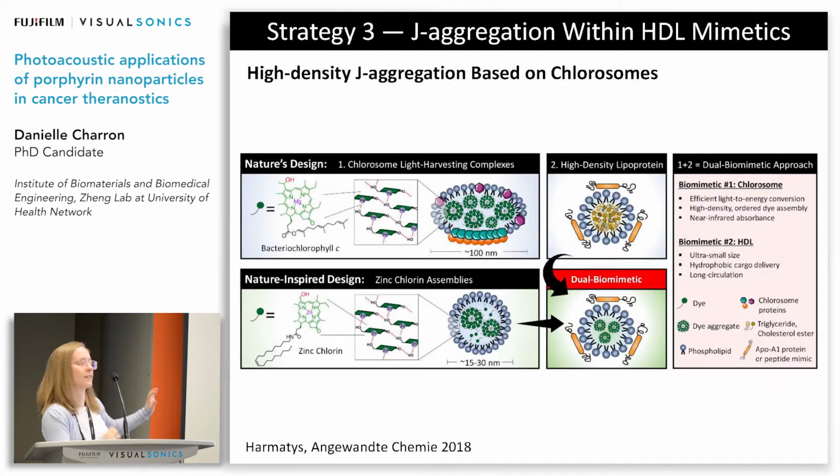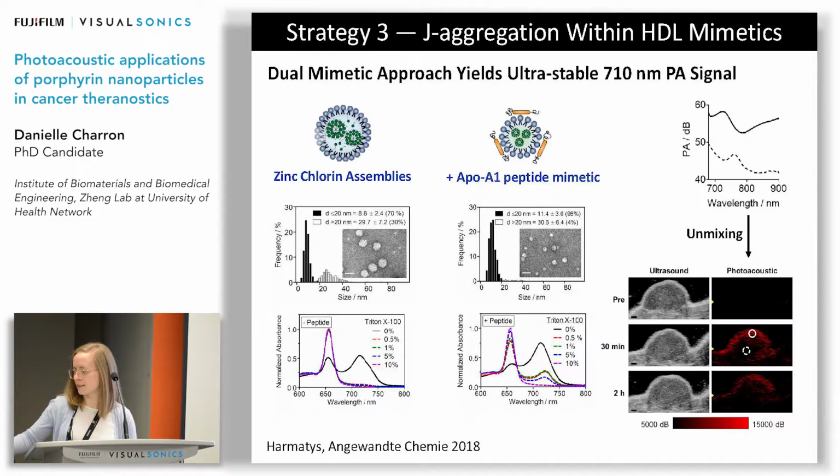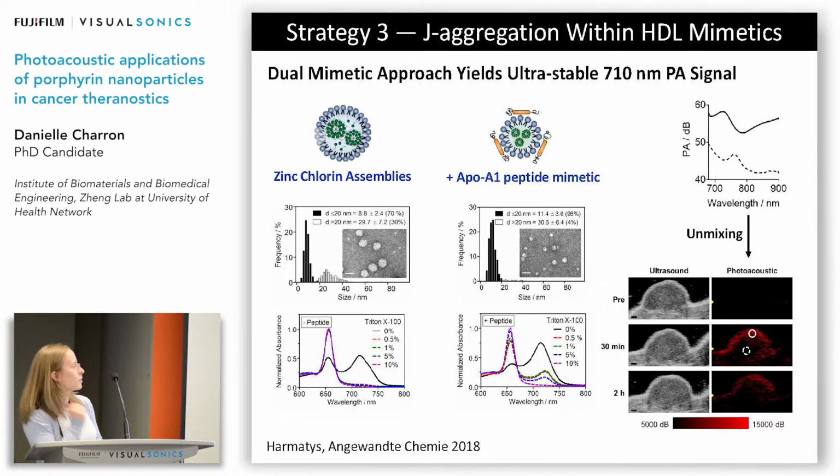So what we did is we created a synthetic analog of that, packed them all closely together within a lipid monolayer, and then took that and added an apoprotein mimetic. And so this formed this dual biomimetic system that looks like HDL from the outside and looks like chlorosome from the inside. And using the apoprotein actually provided a lot of advantages compared to just packing in the dyes together and adding a lipid coating.